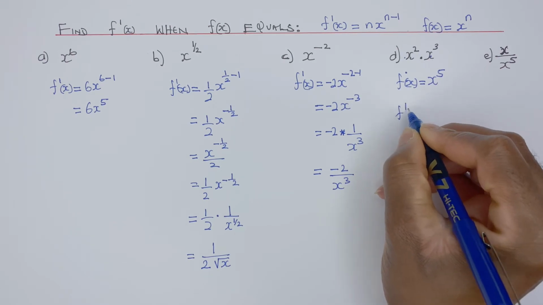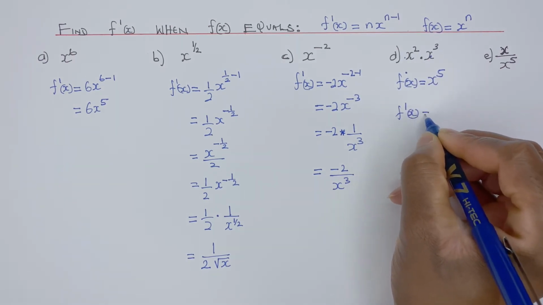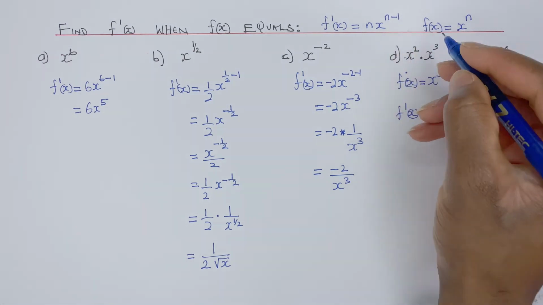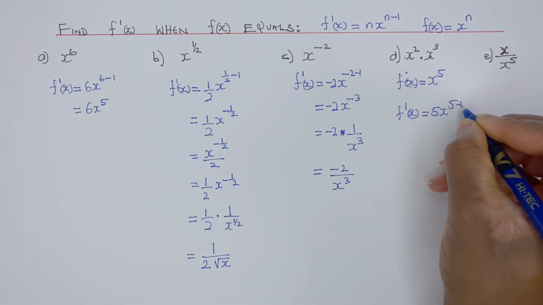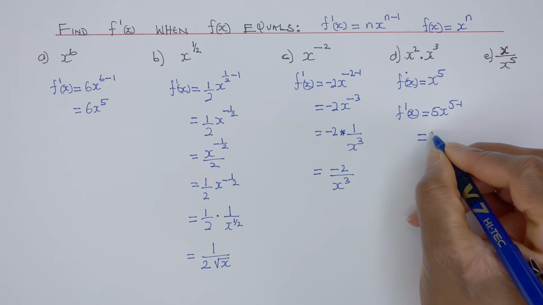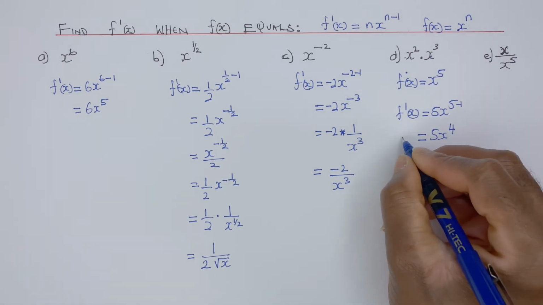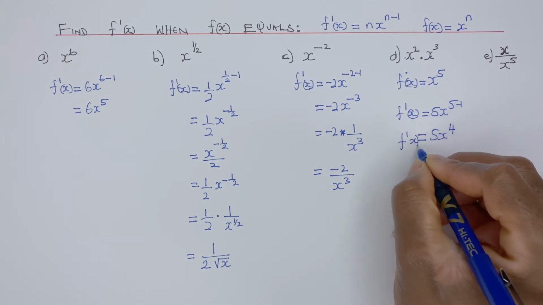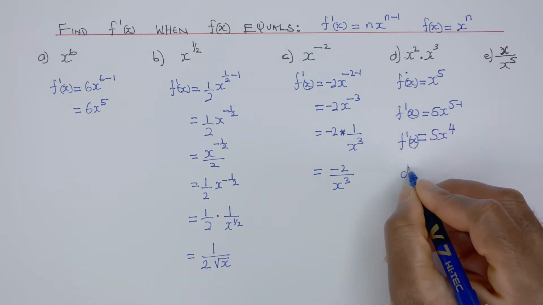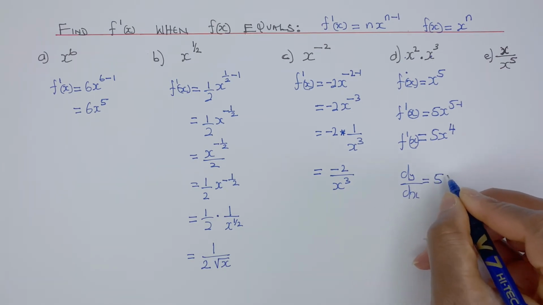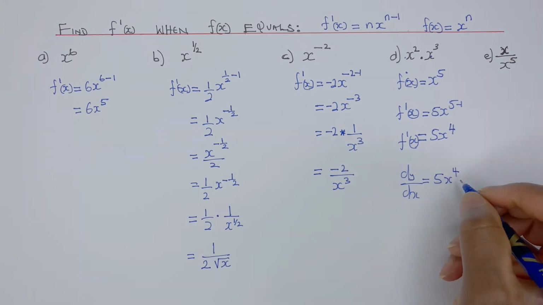So f dash of x equals 5x to the power 5 minus 1, and that will be 5x to the power 4 for f dash of x. So the answer, the derivative, is 5x to the power 4.